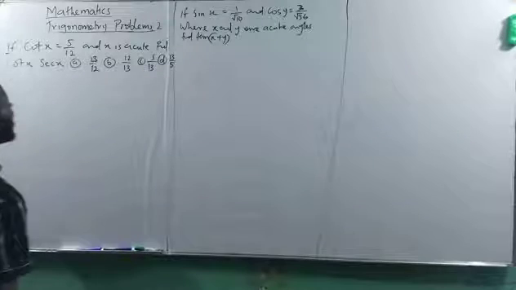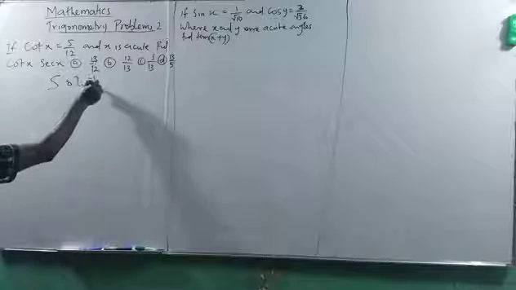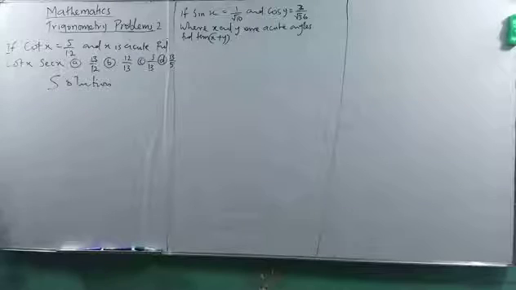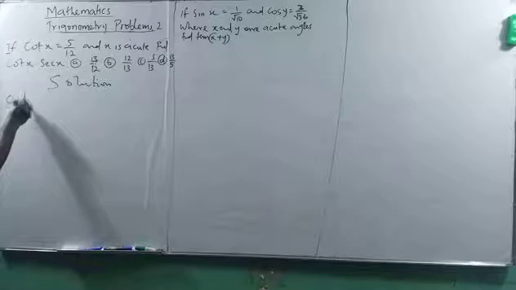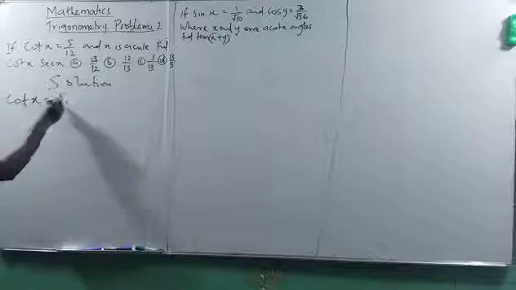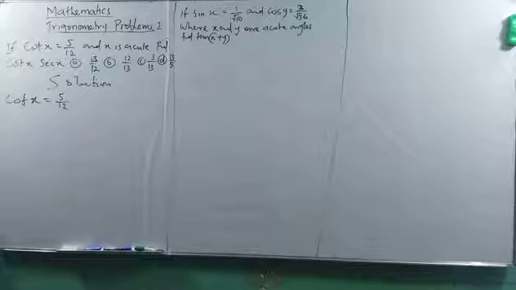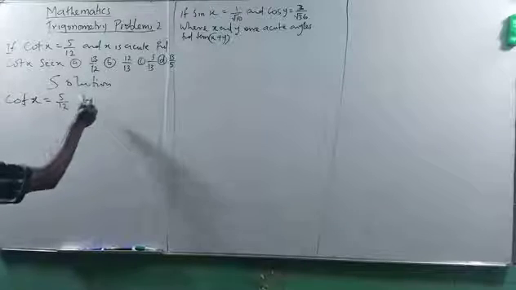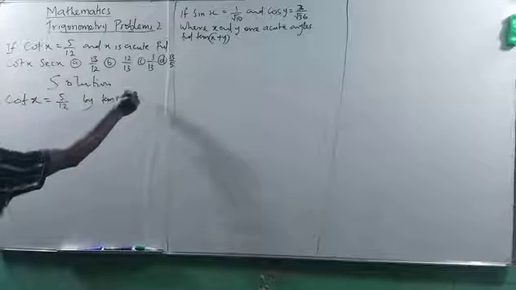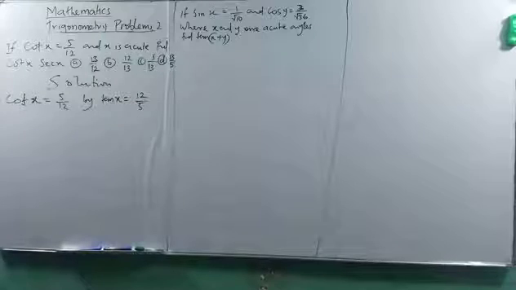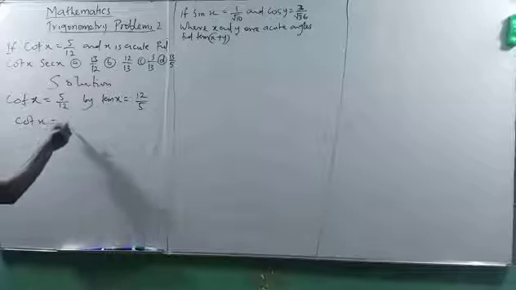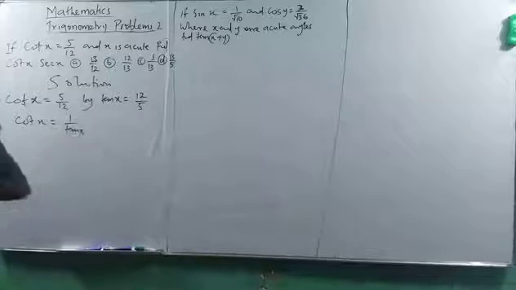Now I have this question. This one is very straightforward. We are told that cot x equals 5 over 12. By implication, my tan x will be equal to 12 over 5. That is what I just want you to know by implication, because we all know that cot x equals 1 over tan x.